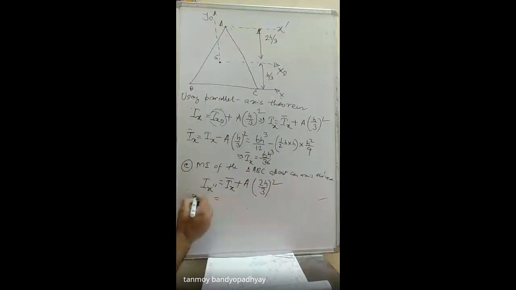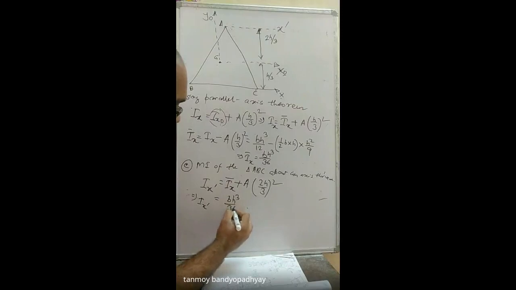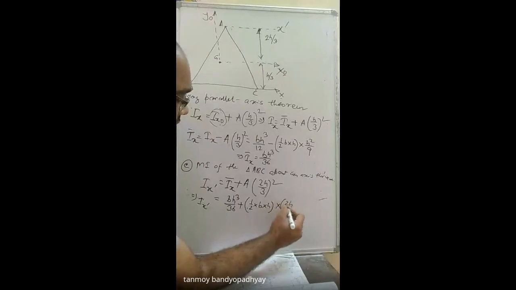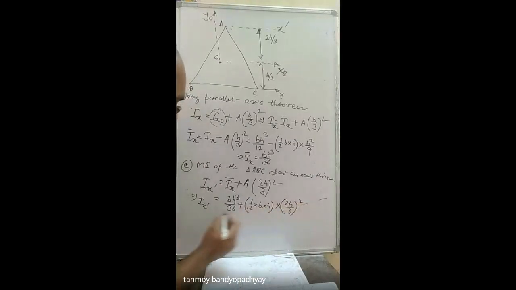So what is Ix dash? Ix dash should be equal to Ix bar, which was bh cube by 36, plus A, which is half into base into altitude, into 2h divided by 3 whole square. Just calculate and see what is the value of Ix dash you are getting.